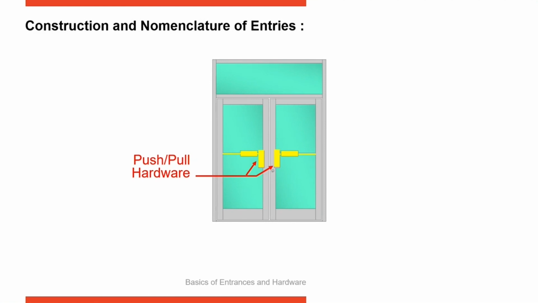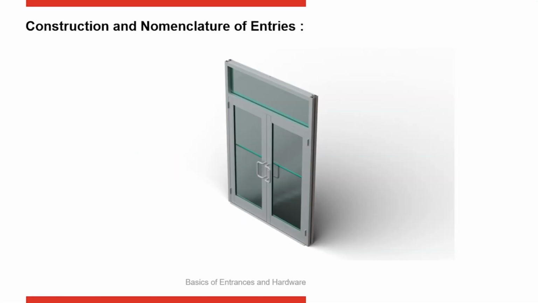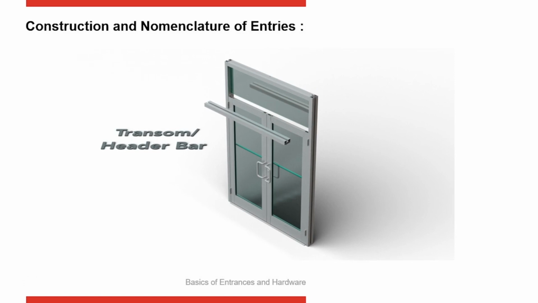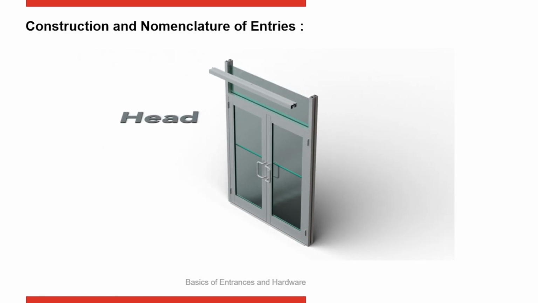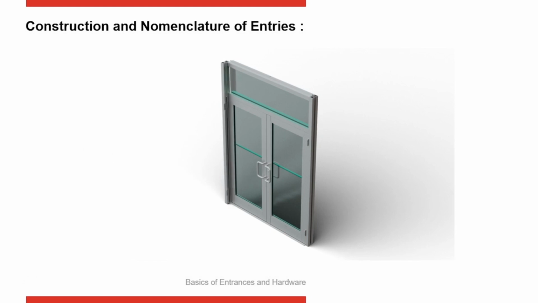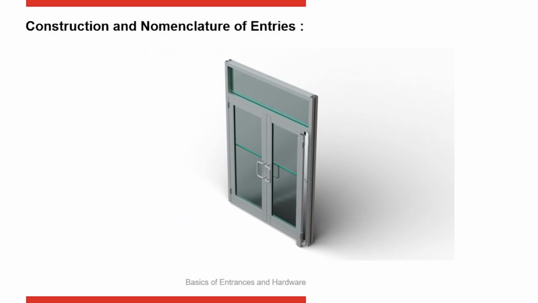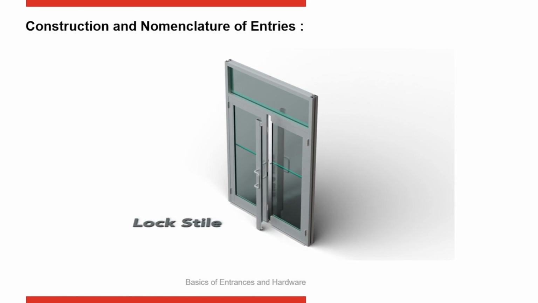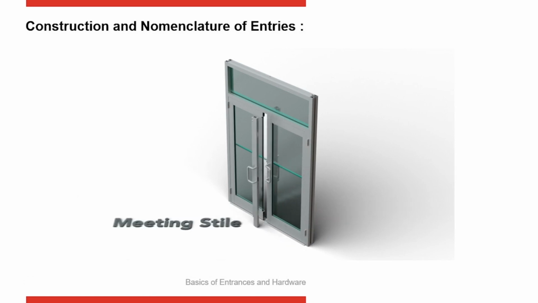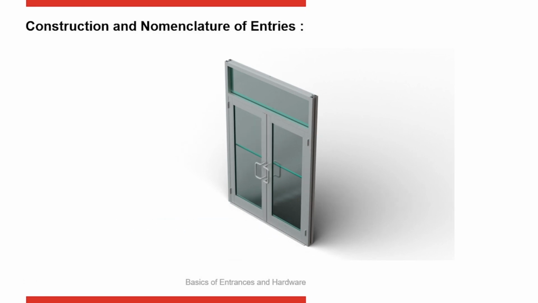Then all doors have push-pull hardware. So let me summarize that here with this animation and show you those parts now. Again, the threshold underneath it, the header or transom above it, the head of the transom area. Then you have the door hinge jamb, top rail, bottom rail of the door. And then our verticals are stiles. This is the hinge stile. We have the locking stile. And then finally you have the meeting stile. So those are the components of a door, ending up with the push-pull hardware.